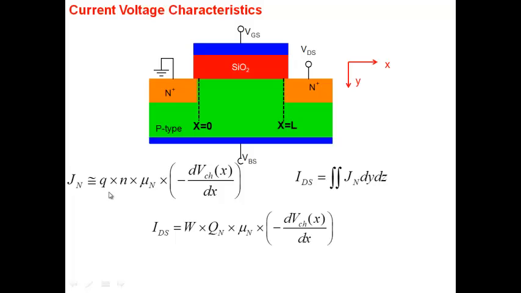So what is Qn? Qn is nothing but q times n integrated over dy, from y equal to 0 to deep inside the bulk. You don't need to carry out the integral very far because the electron density drops exponentially. So that's the total inversion charge density, the total charge per centimeter square, per unit area. And so the same equation then becomes IDS is W, Qn, mu n, the mobility, and of course the field here, dV channel by dx.